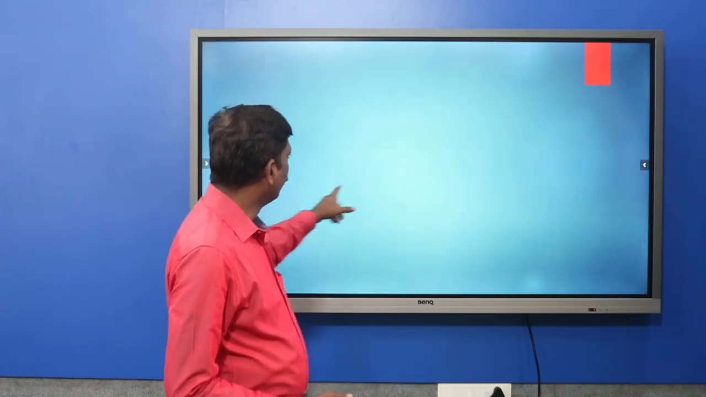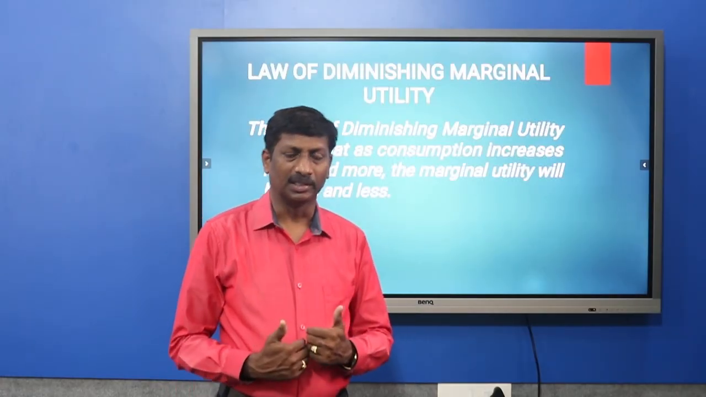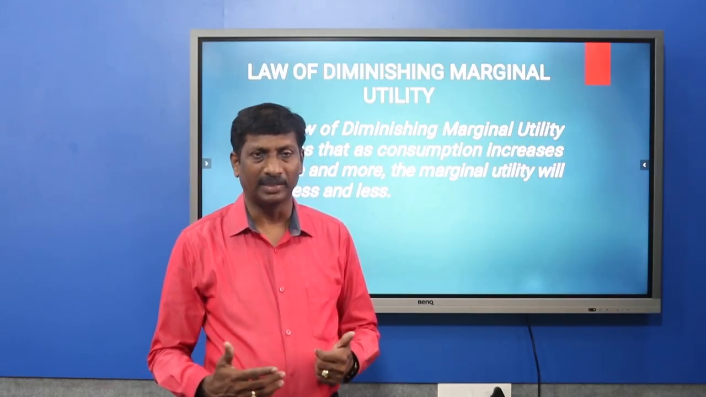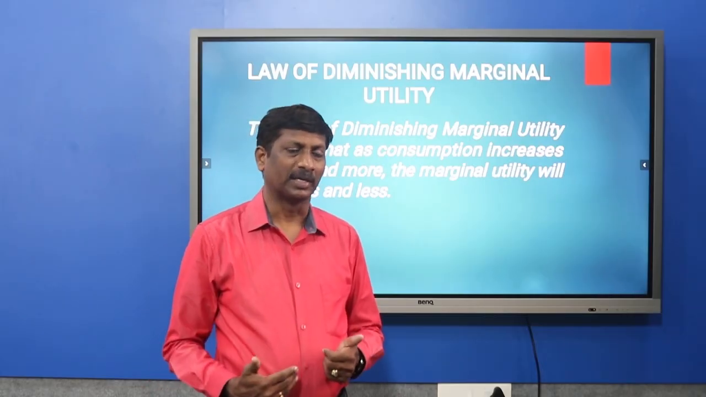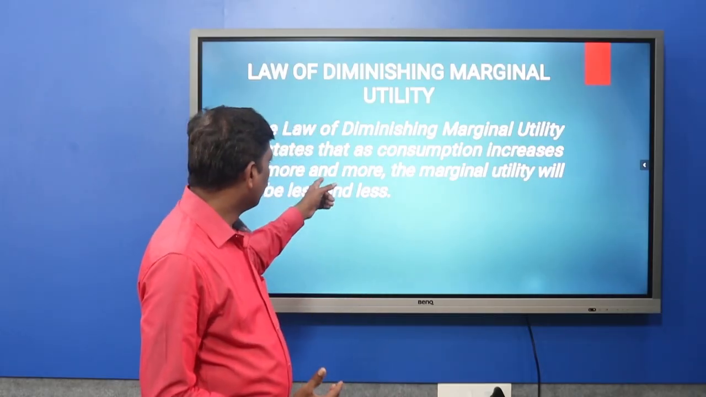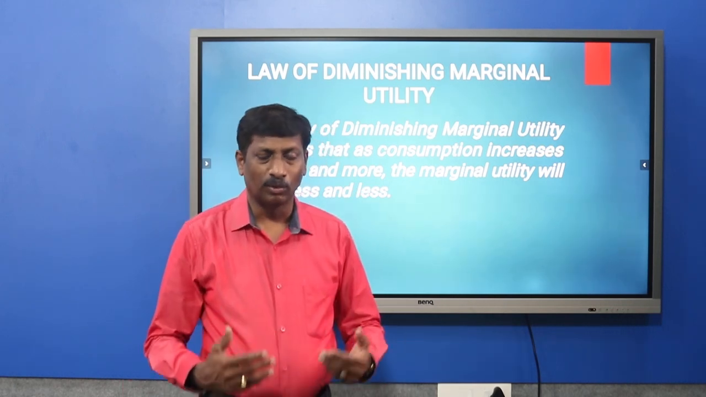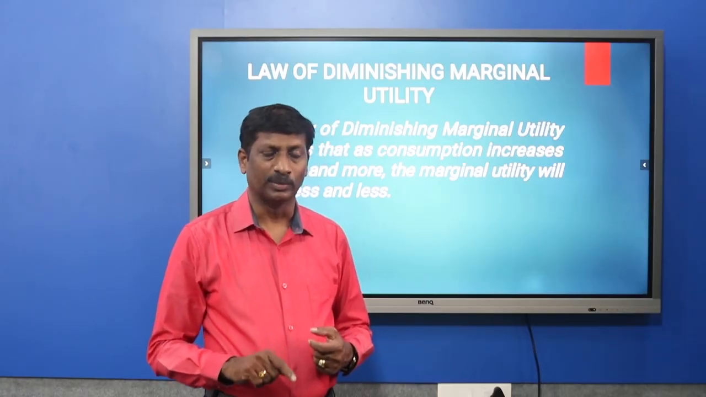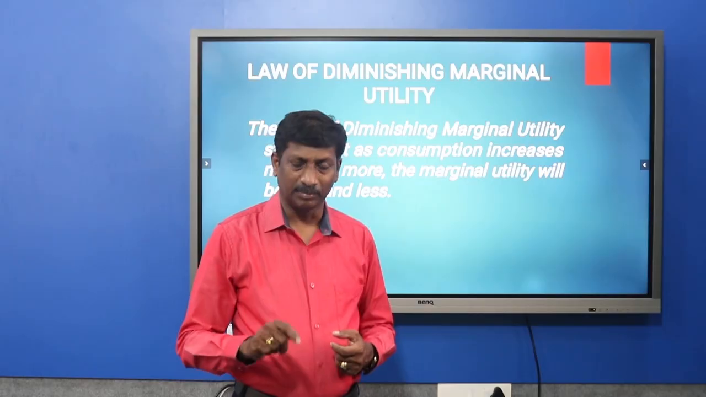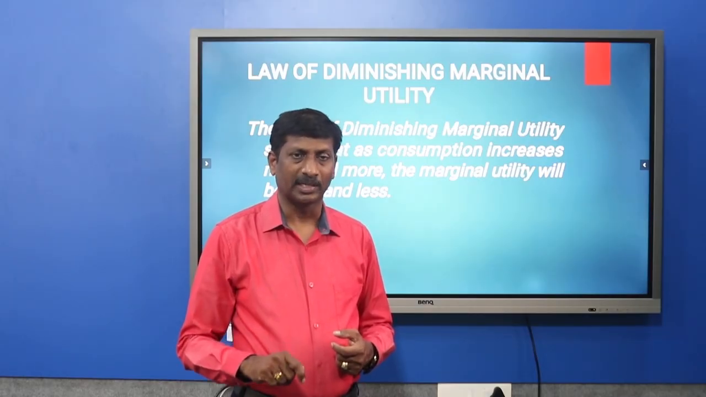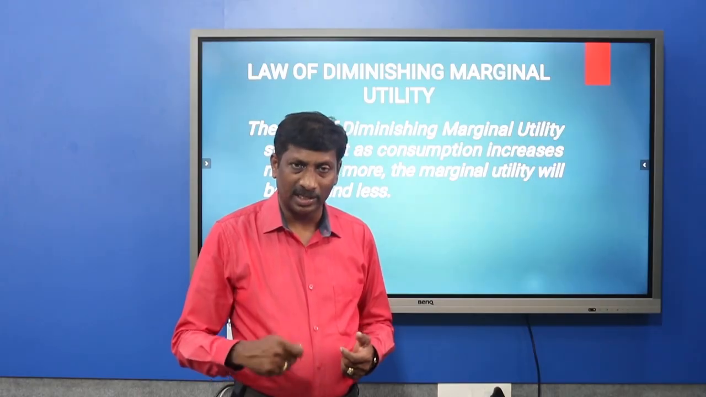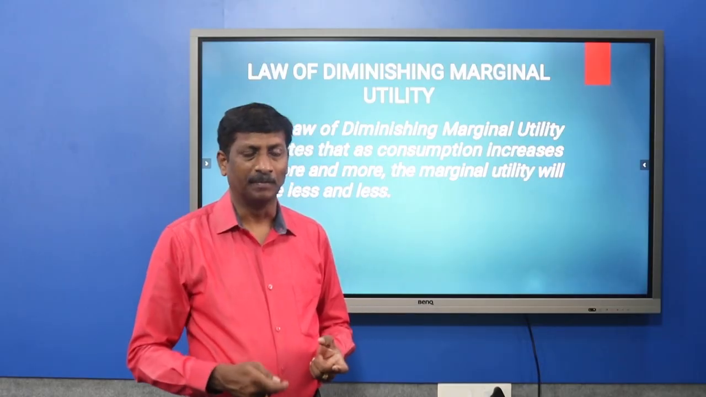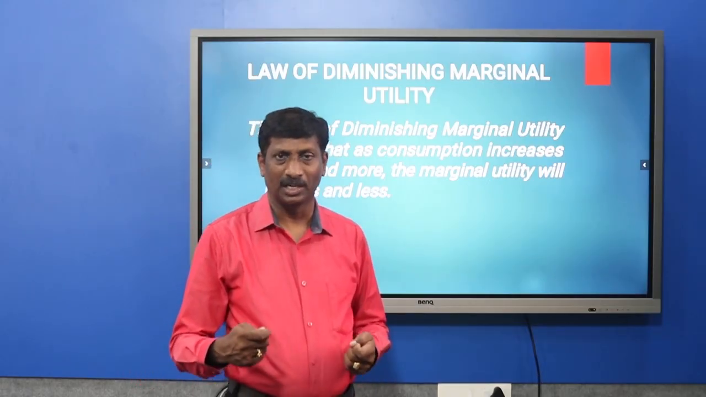Then we have to start with the theory related to marginal utility, and this theory is propounded by Alfred Marshall. The theory explains that when a consumer consumes more and more units of a commodity, the additional satisfaction obtained by the consumer goes on diminishing. That means extra happiness obtained by consuming extra units of a commodity goes on diminishing. That is the content of the law of diminishing marginal utility.